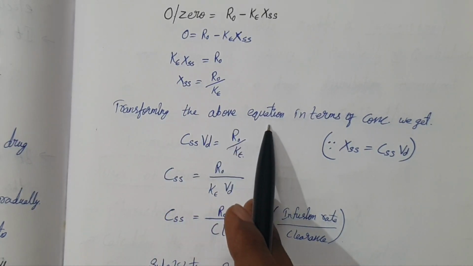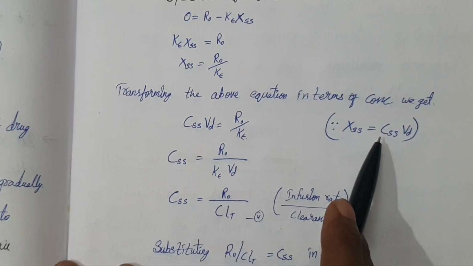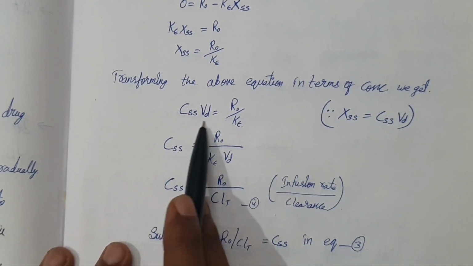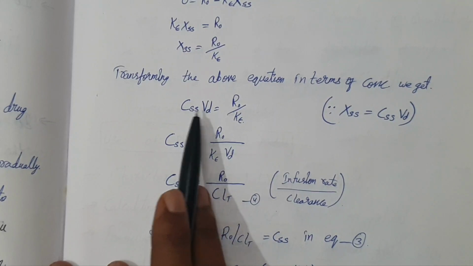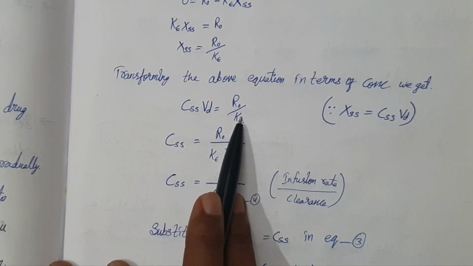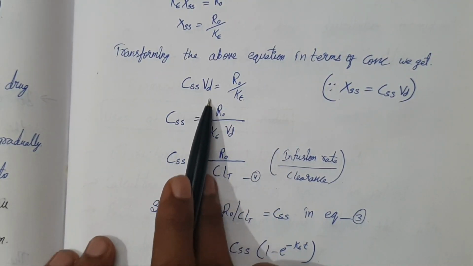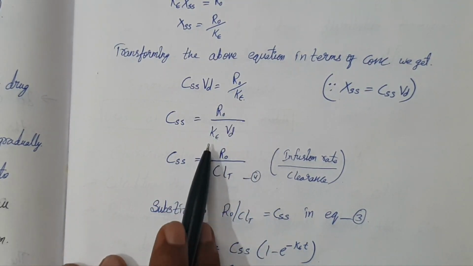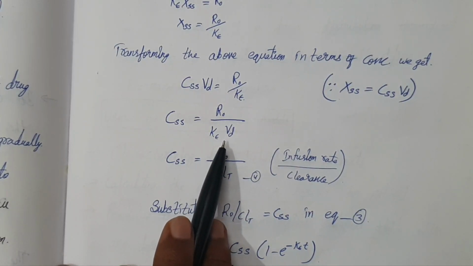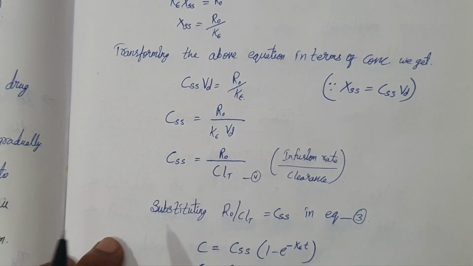When we transform the above equation in terms of concentration, as we know x equals VdC, in place of x we can write VdC. So CSS Vd equals R naught divided by Ke. When we send the Vd to the right hand side, it goes in the denominator. And we know that Ke Vd equals CLT, so we wrote it here.